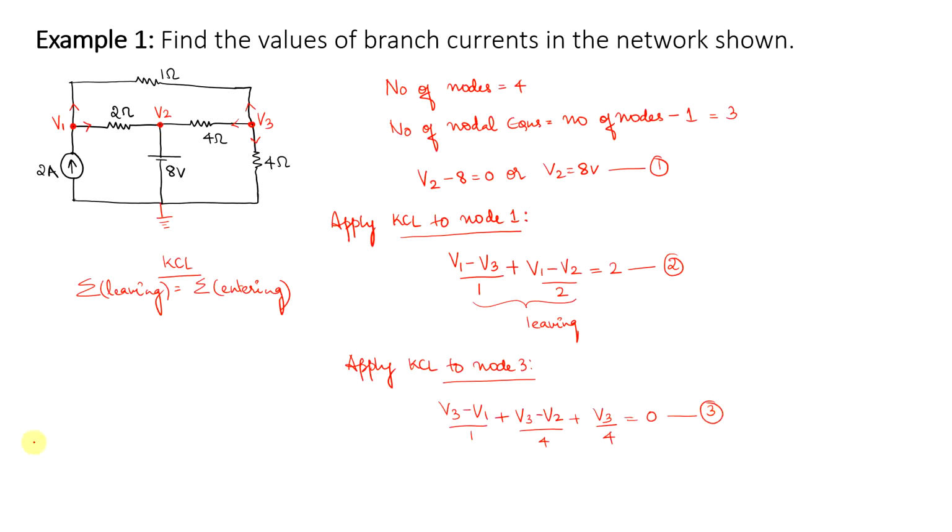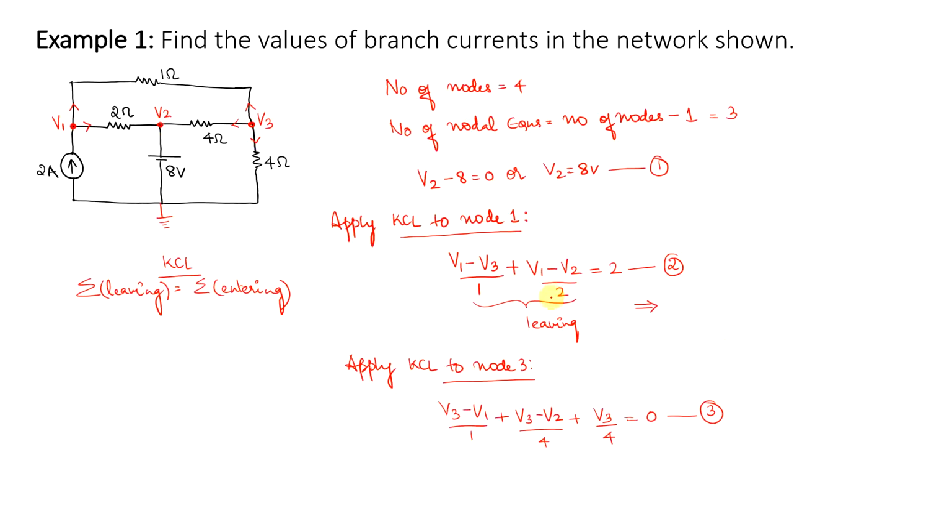You need not apply KCL to node 2 because we have already obtained the value of V2 to be equal to 8 volt. So we have obtained these 3 equations, and the number of nodal equations is equal to 3. So it satisfies the condition. Now solve these equations and obtain the value of V1 and V3.